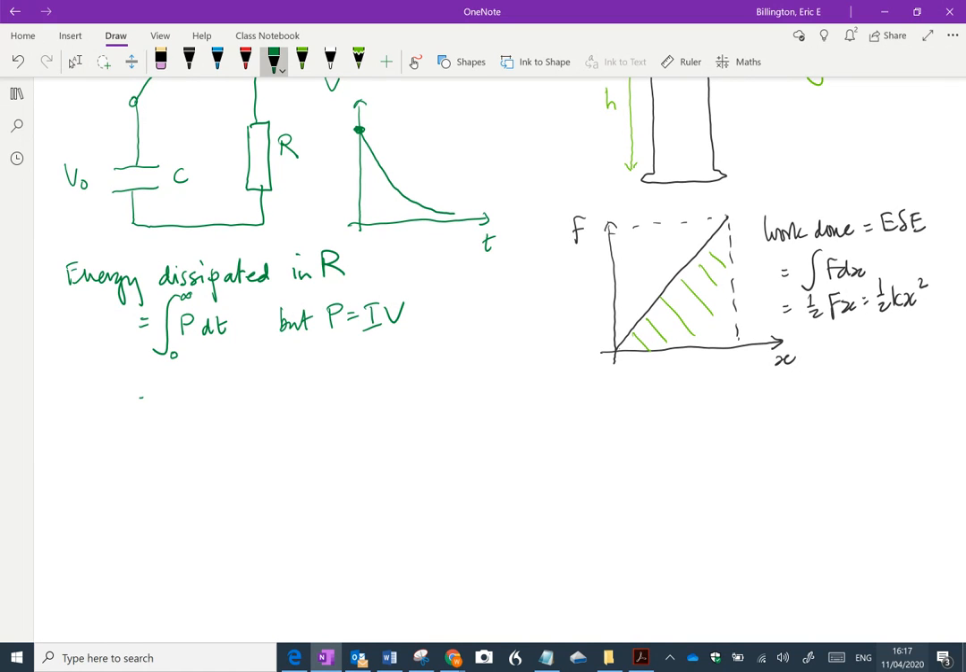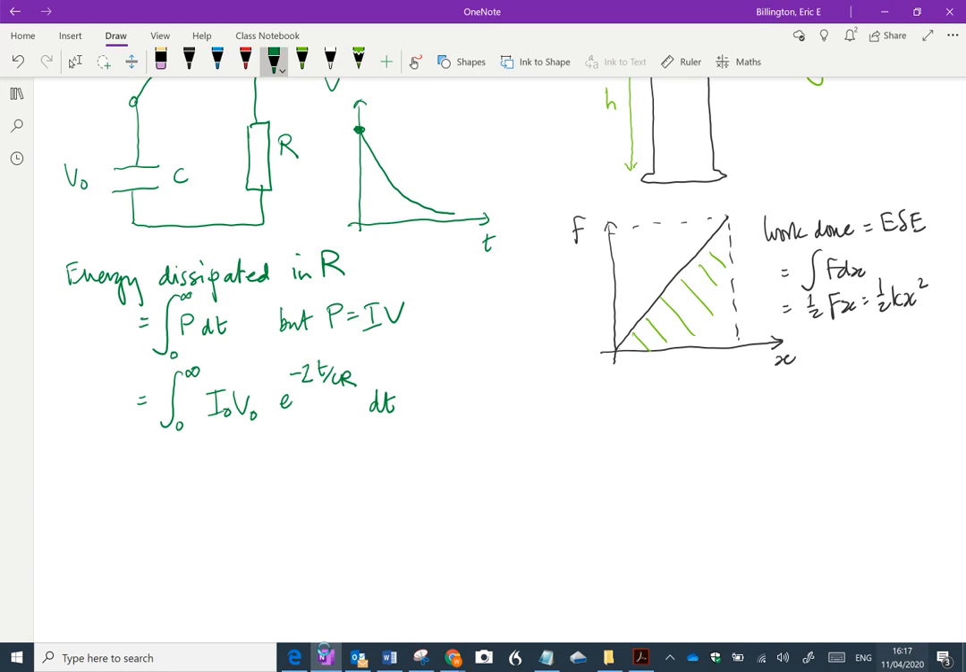Okay, well, I can feel an integral coming on. It's the integral between 0 and infinity. The current is I0 e to the minus t over CR, and the voltage is V0 e to the minus t over CR. So if we multiply e to the minus t over CR by e to the minus t over CR, we get e to the minus 2t over CR. And now we can integrate that with respect to time.